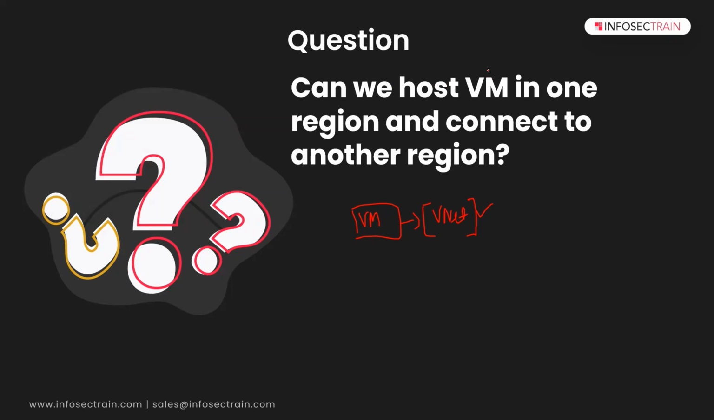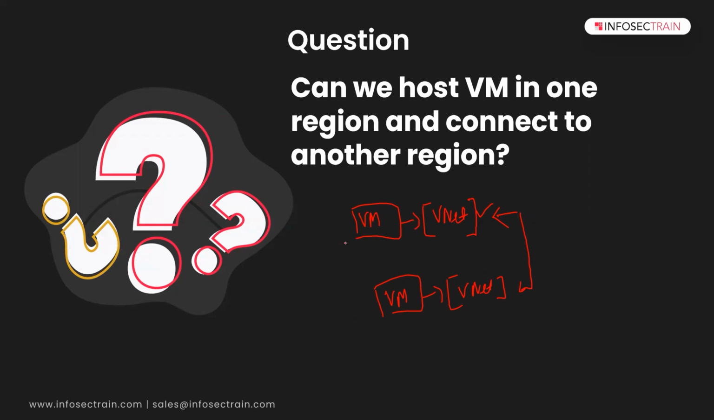The next thing is that the question says you are hosting a VM in one region, and a VNet is a regional resource. So if there are two VMs in two different regions, those VMs are part of different VNets, because a VNet is a regional resource. Now, to connect these VMs, you need to connect these VNets, right? And you can simply say, yes, we can host a VM in one region and connect to the VM in another region.